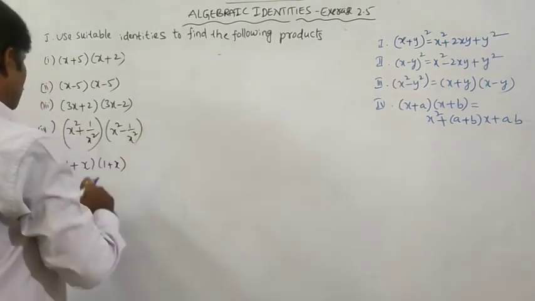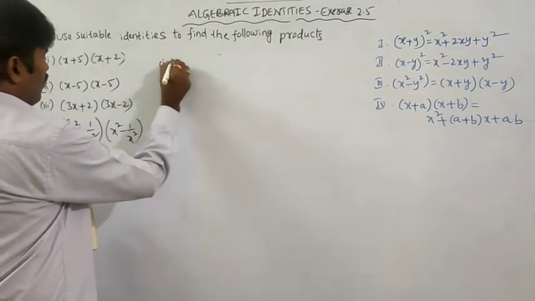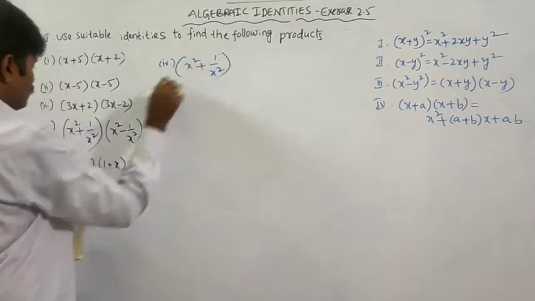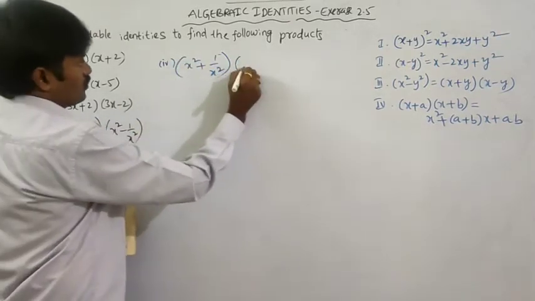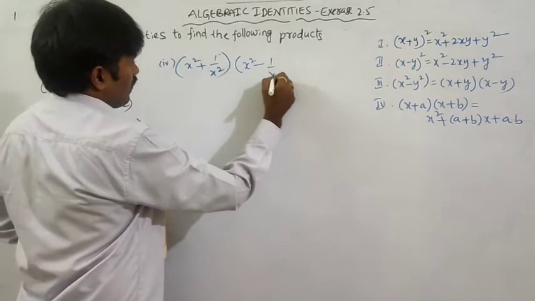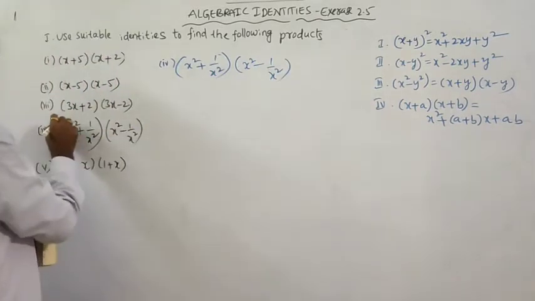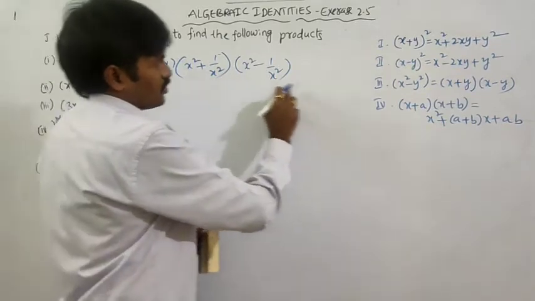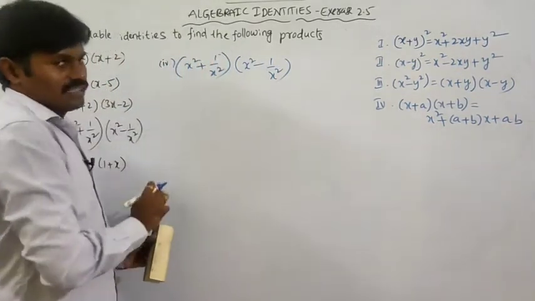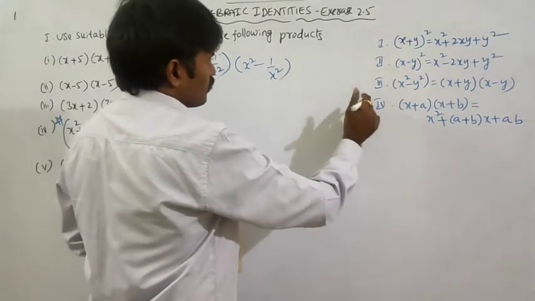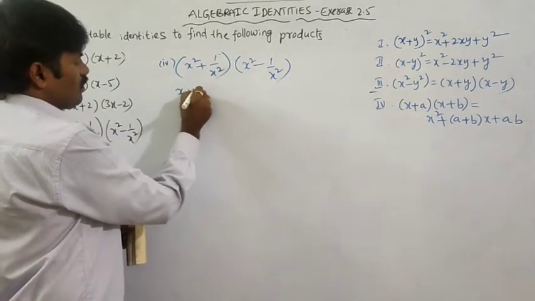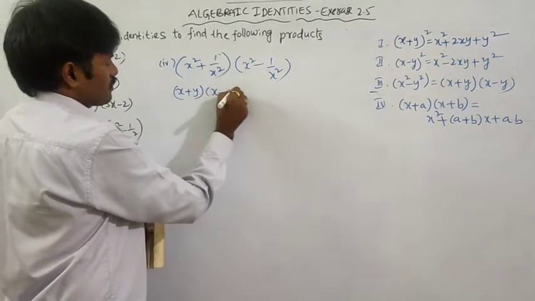So what is the fourth one now? (x square plus 1 by x square) into (x square minus 1 by x square). It is easy and also important. Now see, which is the suitable identity to it? If you compare among these four, it is suitable to the third identity. So it is in the form of (x plus y) into (x minus y).